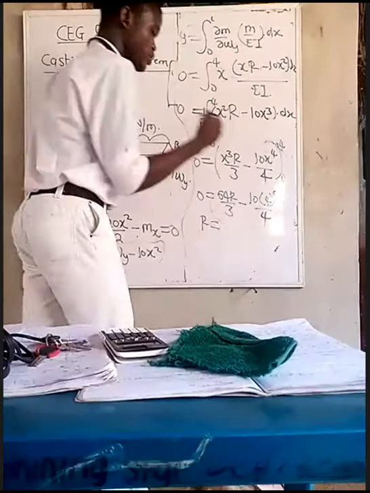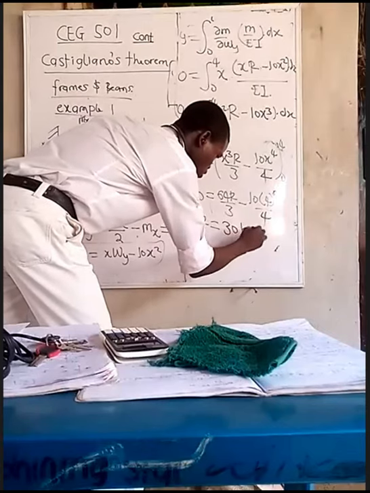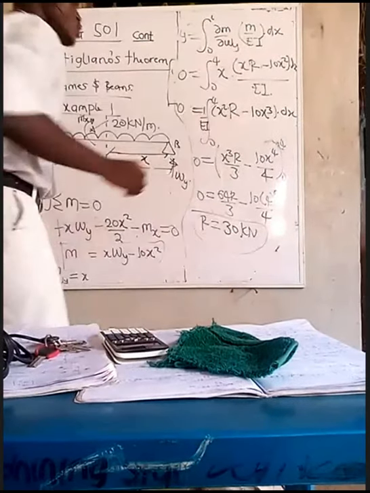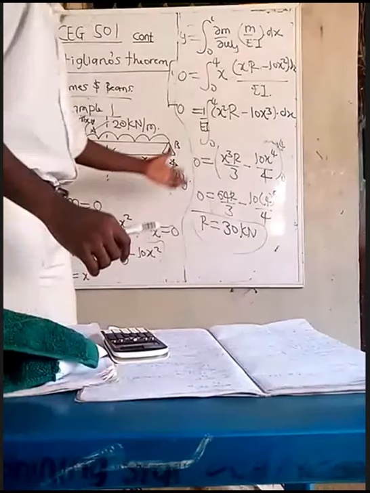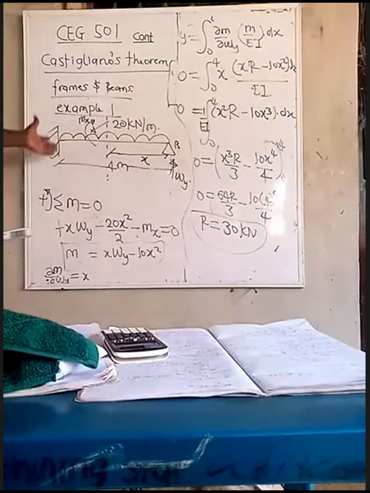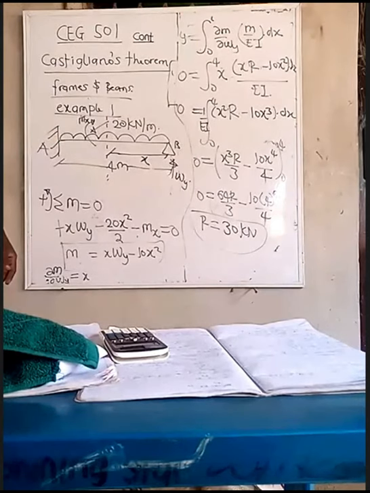So, I got 15 kilonewtons. If it is divided by 4, then it should be times 2. So, that's 30 kilonewtons. R equals 30 kilonewtons. So this is it. Now, once you have gotten R equals 30 kilonewtons, you could just go ahead and find the moment at this end, and then I believe we can do that now, or do I need to do it?